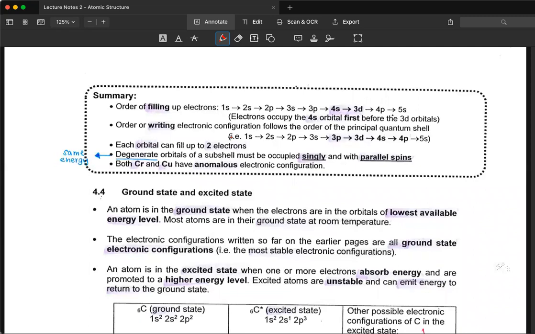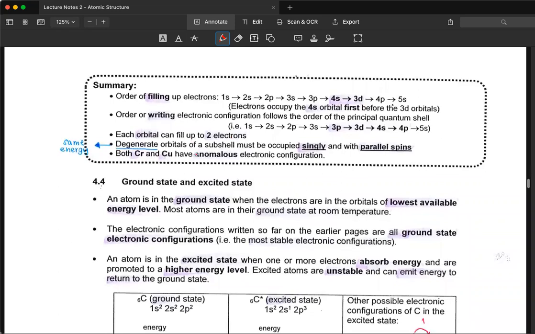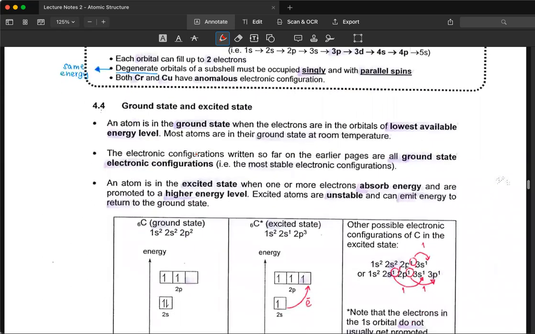Degenerate, which means same energy, orbitals of the subshell must be occupied singly and with parallel spin, opposite spins. Okay, and chromium and copper have anomalous electronic configuration, half-filled, fully filled. And the reasons are different. One is to minimize electron repulsion. The other is for symmetrical charge distribution.